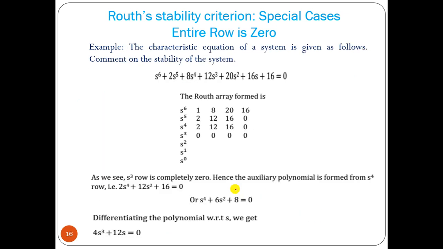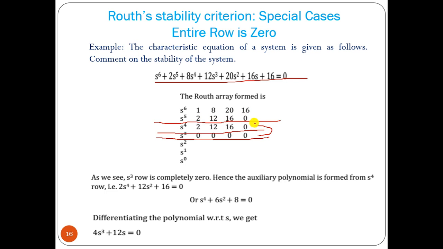Now let us solve another problem. So this is the characteristic equation, and in the first two rows we have to put the coefficient values alternately: 1, 2, 8, 12, 20, 16, 16, then 0. Now you can calculate (16 minus 12) by 2, then 20, (40 minus 16) by 2, which will be 16. Now the next value is 24 minus 24, so 0. 32 minus 32, 0, and again 0. So we have a row of 0. So the entire row is 0.